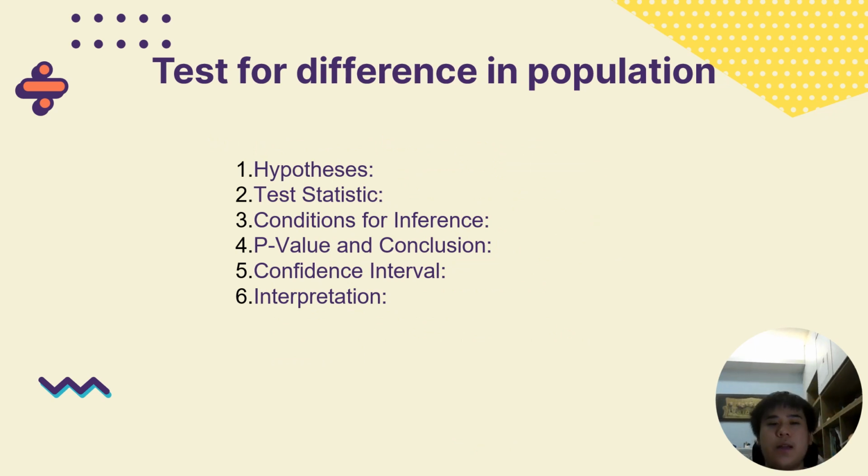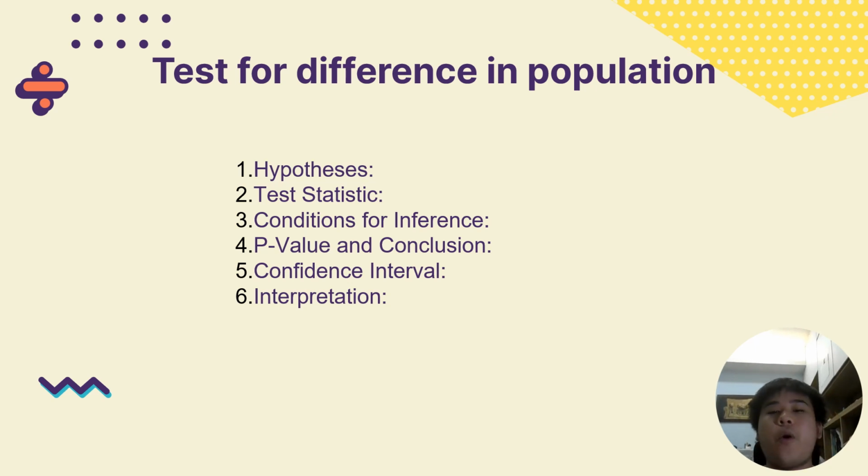Next, test for a difference in population proportions. I'm just going to briefly go through the steps again. First, the hypothesis. For the null hypothesis, it typically states that there is no difference in the proportion of the two populations. The alternative hypothesis, which is HA, suggests that there is a difference, and it can be one-tailed or two-tailed. For the previous example, it's a two-tailed.